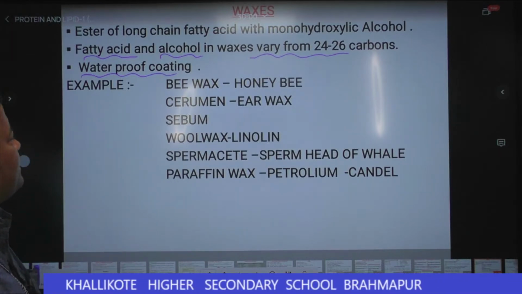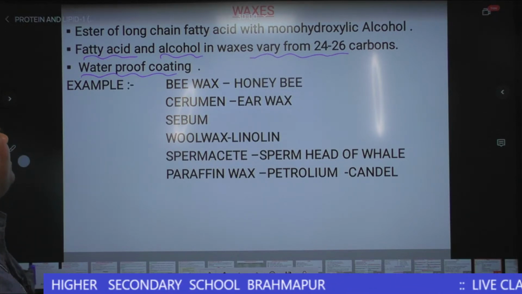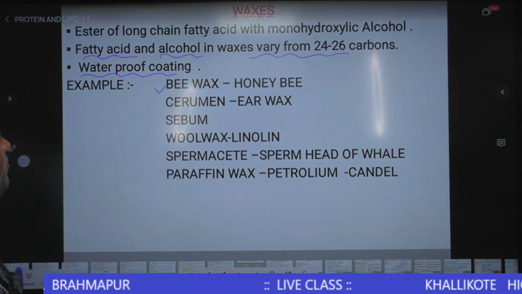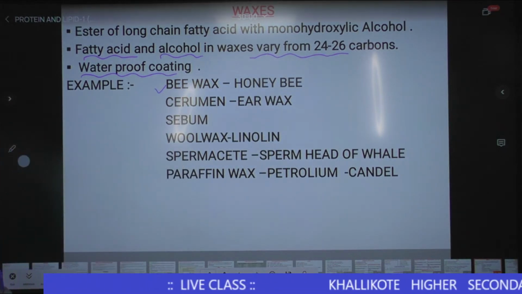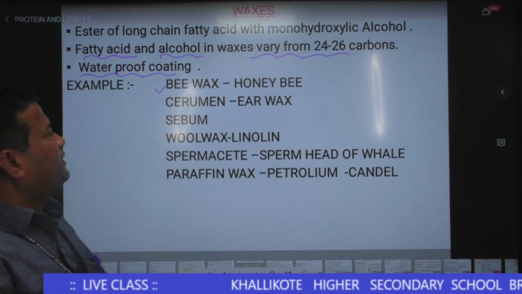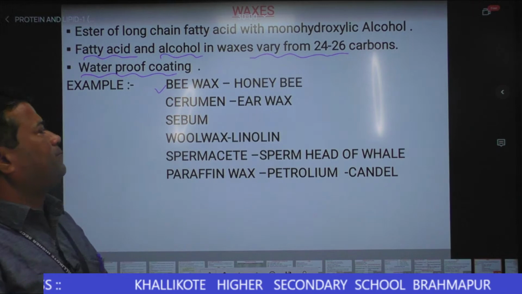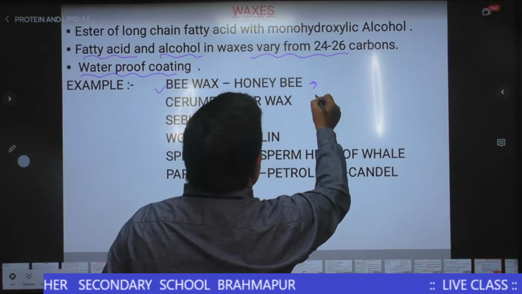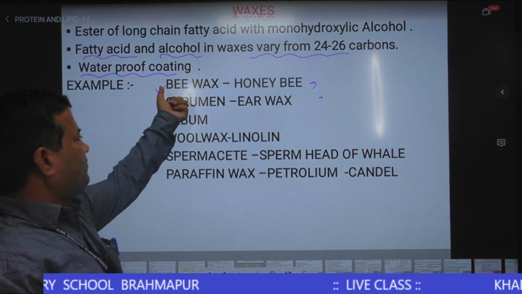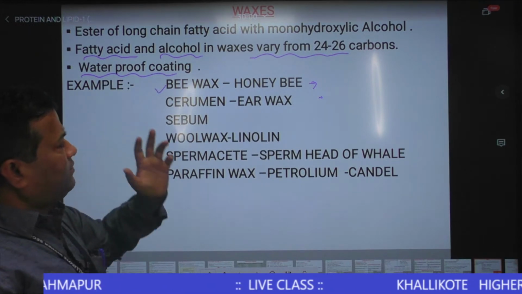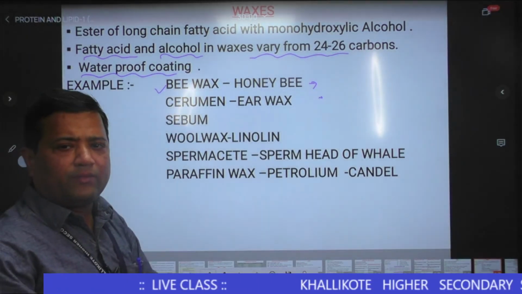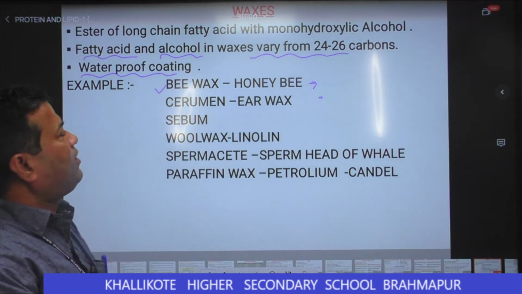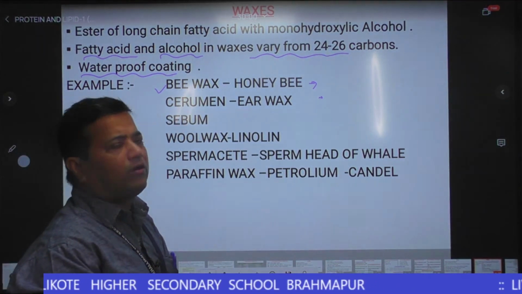Different types of waxes are produced in different animal bodies. For example, the first one is beeswax. Beeswax is a wax, a simple lipid substance, generally secreted from the abdominal gland of the worker honeybee, that is required for the construction of the honeycomb.